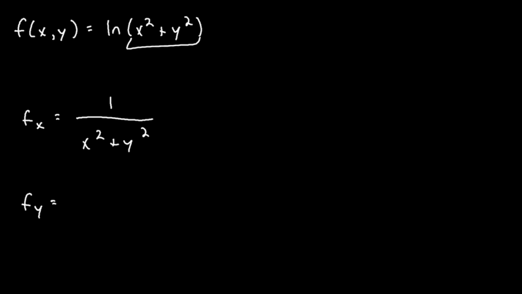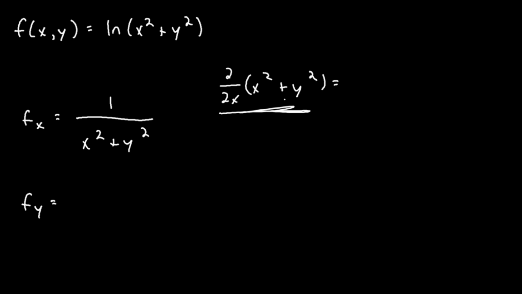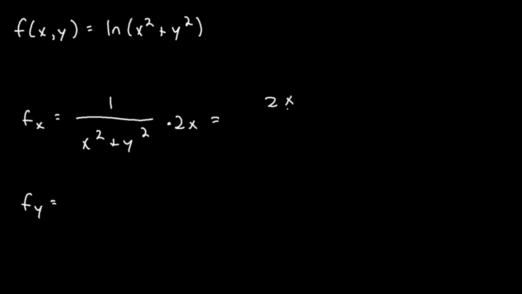All right, now we need to chain rule this. Well, if we take the inner function, x squared plus y squared, and we take the x partial of this inner function, you just get 2x, right? y squared is a constant. Take the derivative of the constant, you just get 0. So we multiply this by 2x, and this right here is the x partial of our function f. This is 2x over x squared plus y squared.